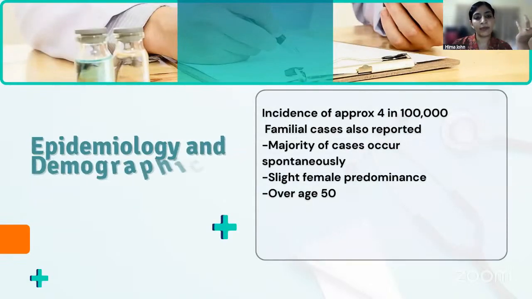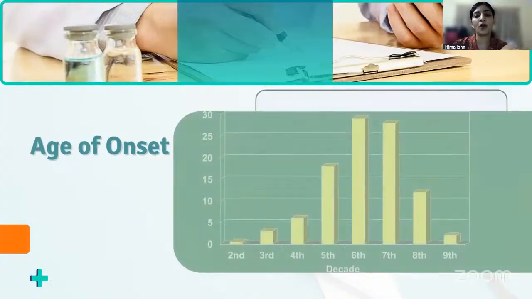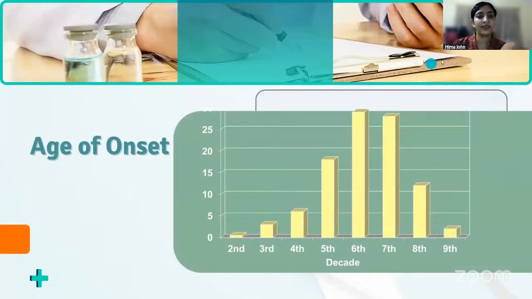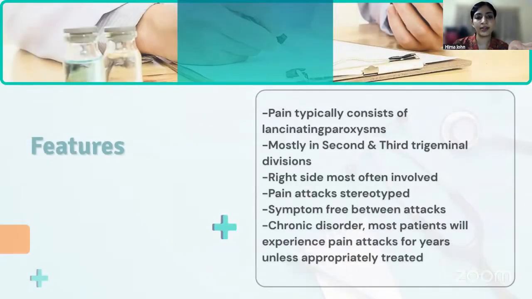Now, coming to the epidemiology and demographics, the incidence is about 4 in every 1 lakh, and majority of the cases occur spontaneously, and it has a slight female predominance. And as you can see, the age distribution, it is more commonly seen after the 5th decade of life. Okay, so this is the age distribution of trigeminal neuralgia.